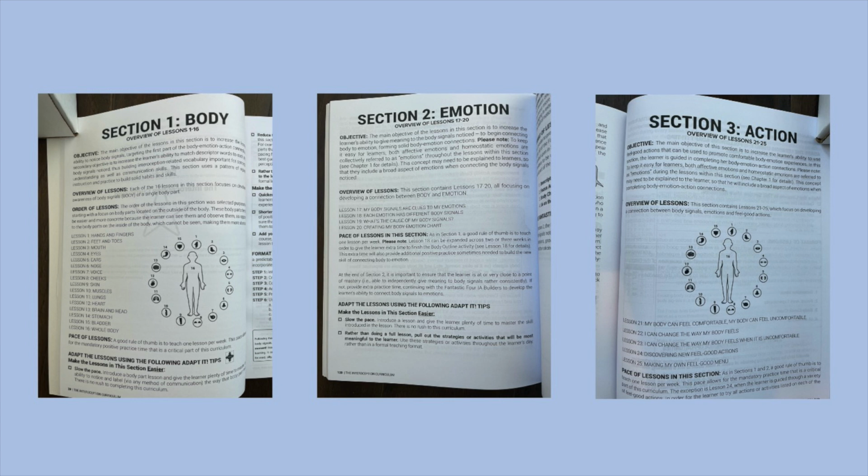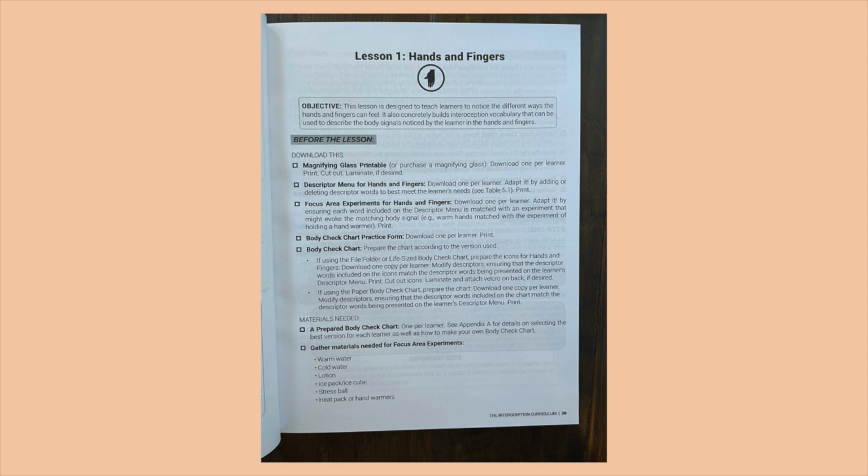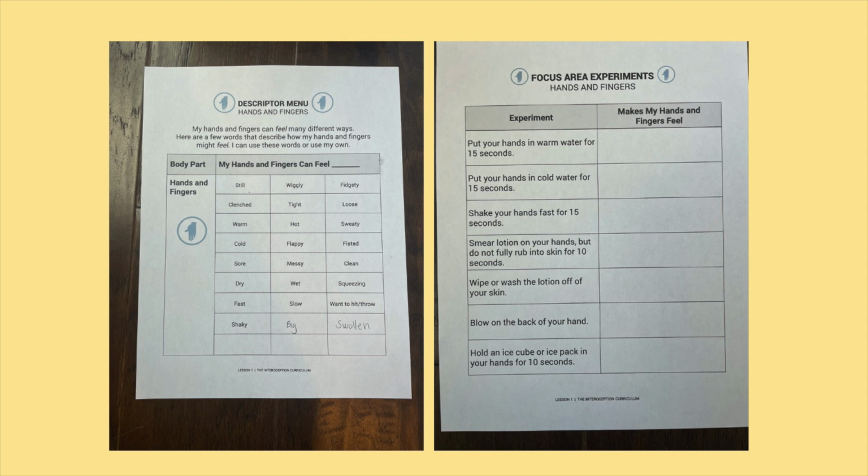In Section 1, Body, each lesson focuses on a single body part with lots of activities designed to help each person practice noticing and describing how that specific body part feels. This helps us focus on one body part at a time instead of trying to pay attention to many things at once. 2 of my favorite strategies from Section 1, Body, are descriptor menus and focus area experiments.